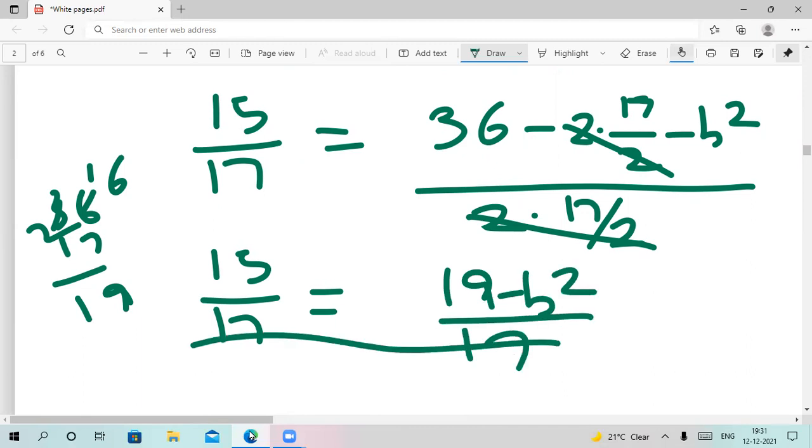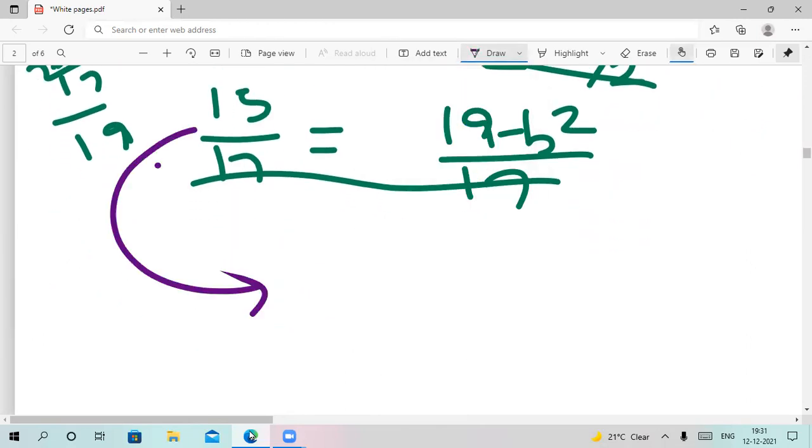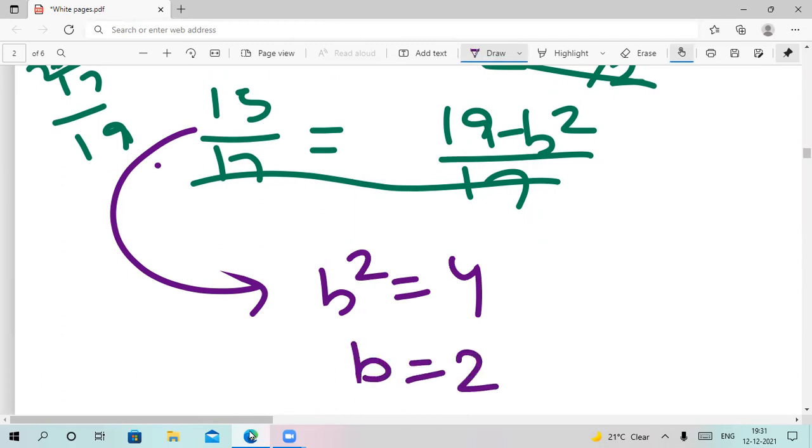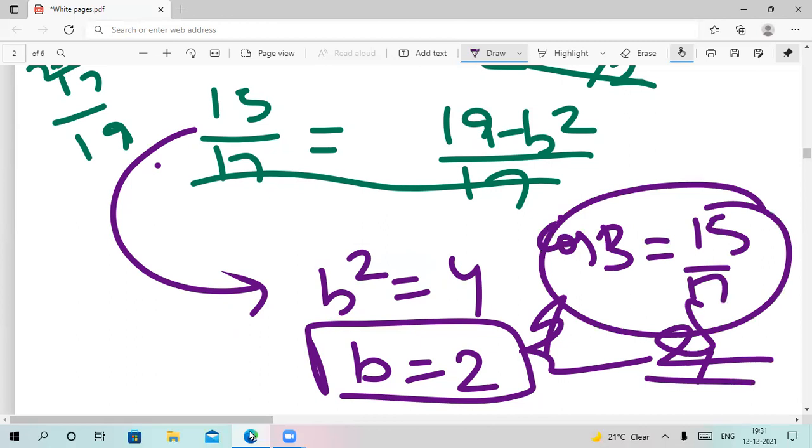So we cancel out the 17 here, and now I can simply calculate the value of B square. So B square is going to be 4, and as we all know, B must be positive because it represents a side length of a triangle, so B is equal to 2. So the value of b comes to 2, and the value of cos b is equal to 15 by 17. So these are the things asked in this question, and this was the solution for this problem. I hope you liked it.